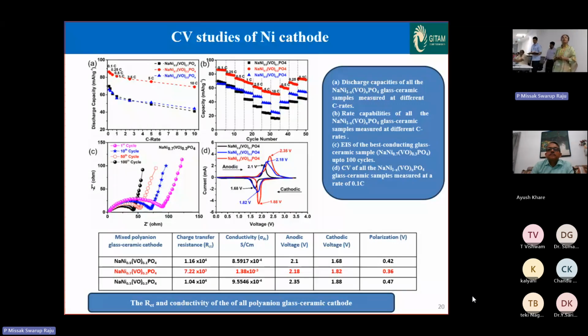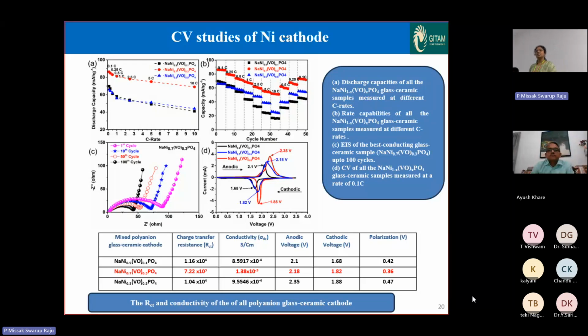From figure A, it relates the discharge capacity to the C rate. By increasing the C rate, the discharge capacity value decreases. For the best sample, the discharge capacity is here. X equal to 0.3 is the best sample. In that one, what is the discharge capacity measured in figure A?